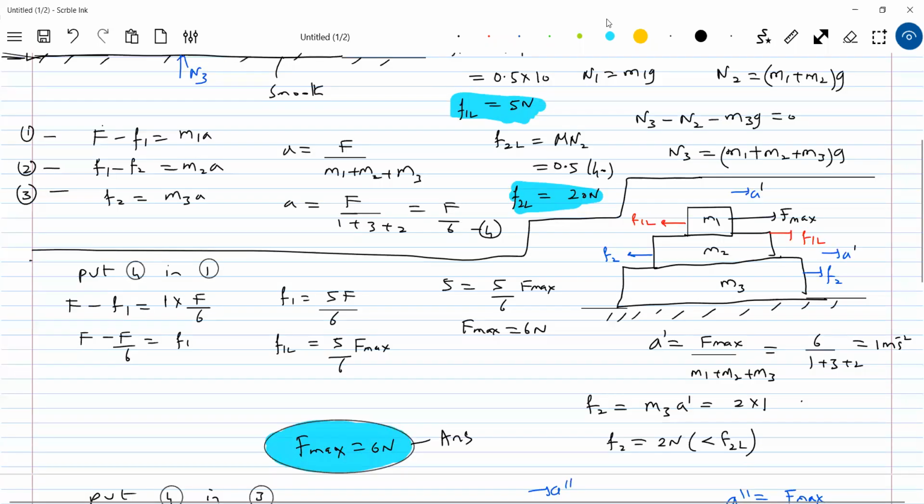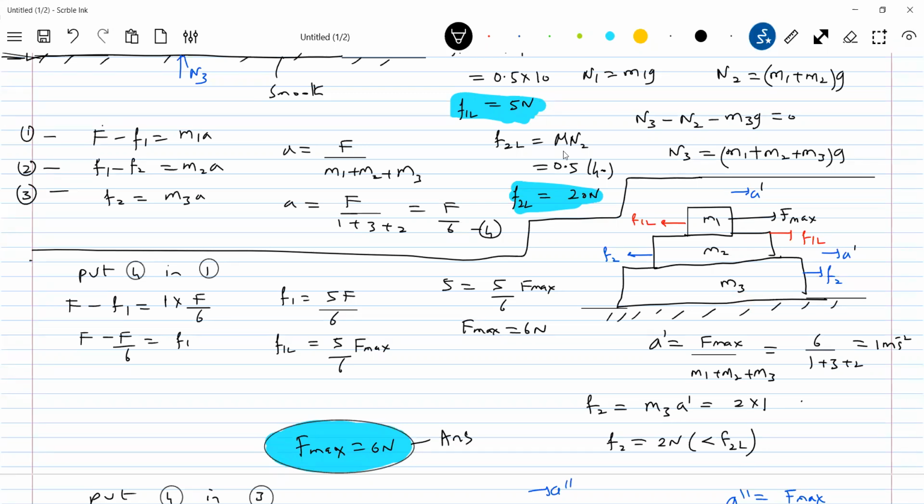Some simple idea. We applied a force. What is the net force acting on the system? Only F max, no? What is the state of M1, M2, M3? Accelerating, no? So now where is the question of rest of any block? All the blocks will be moving.